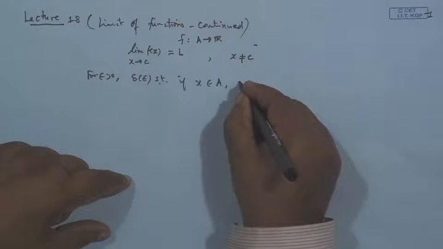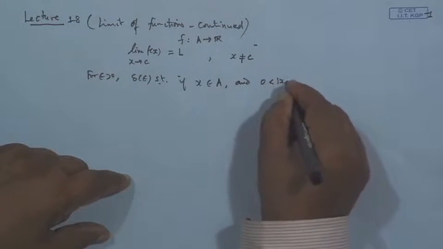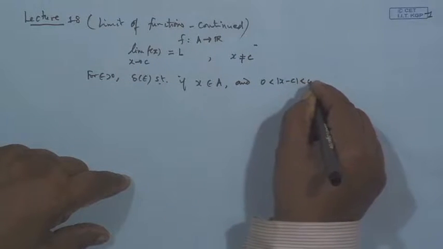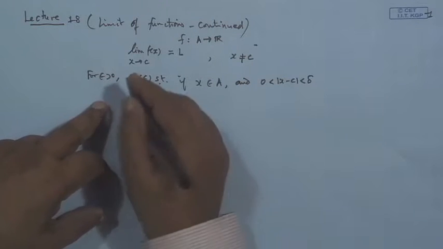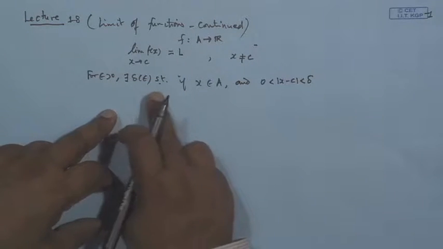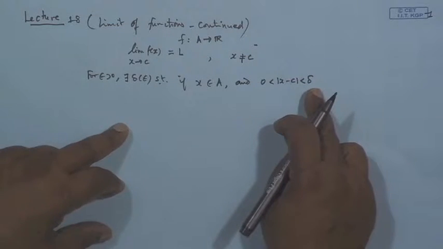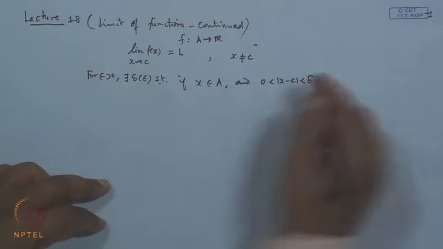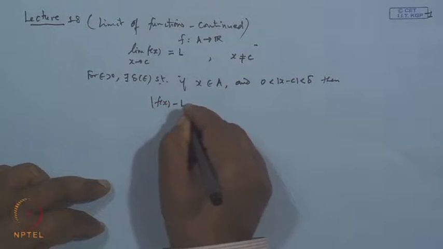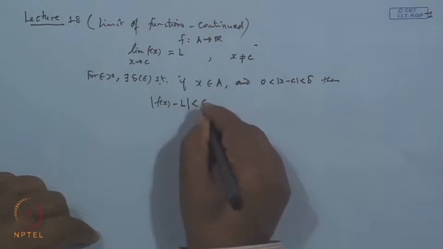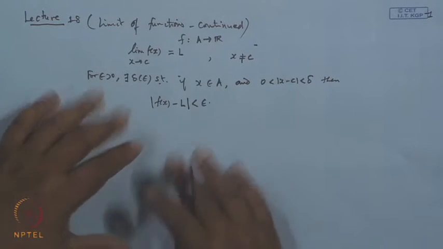x satisfies this condition, |x − c| is less than delta. So, for a given epsilon greater than 0, there exists a delta depending on epsilon such that for all x which lie in this interval, the value of |f(x) − L| will remain less than epsilon. So, this is the way we have defined this.